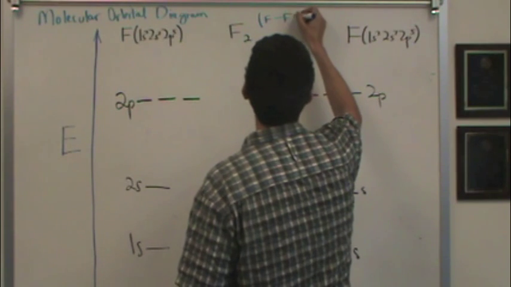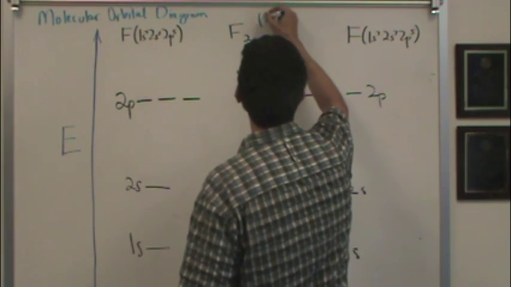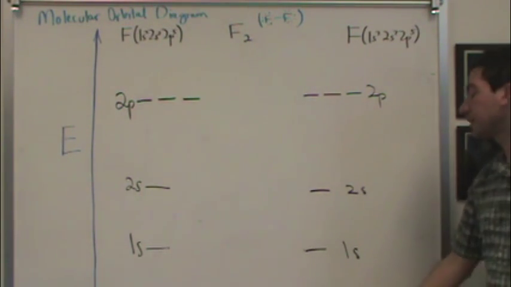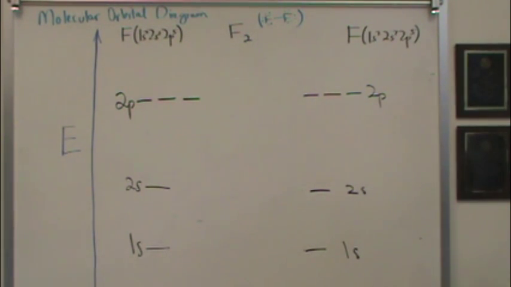F2 would just have a single bond with 3 pairs of electrons on each fluorine. That's the Lewis diagram. We're drawing the MO diagram. How do you do that?